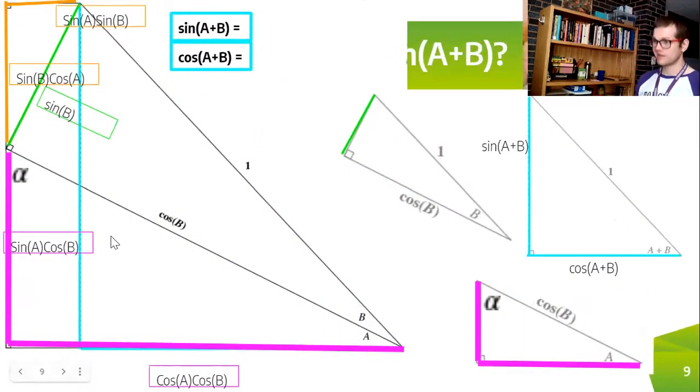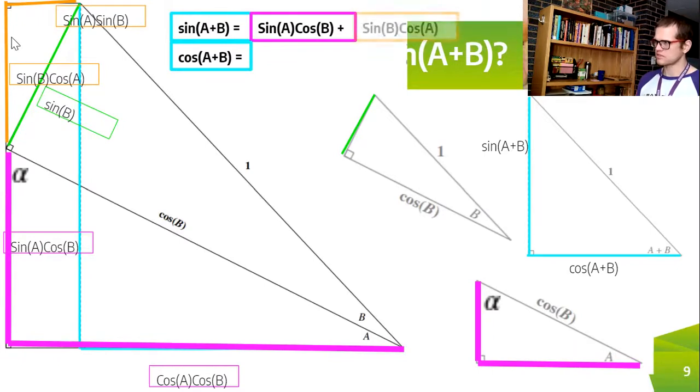All right, here's the ultimate moment of bringing it all together. So sine of A plus B, this tall blue one here, should be made up of some combination of the segments that we identified, and that was the goal here. Well, it looks like sine of A plus B is made up of sine of A cosine of B, this pink one, plus this orange one here, sine of B cosine of A.